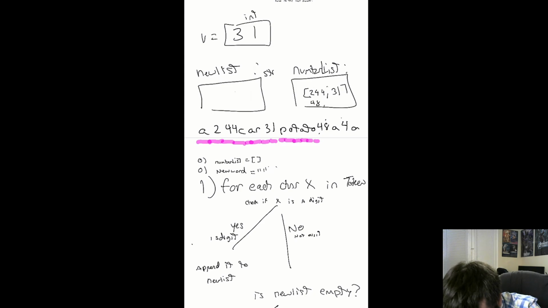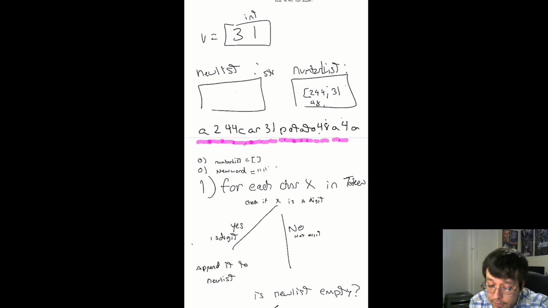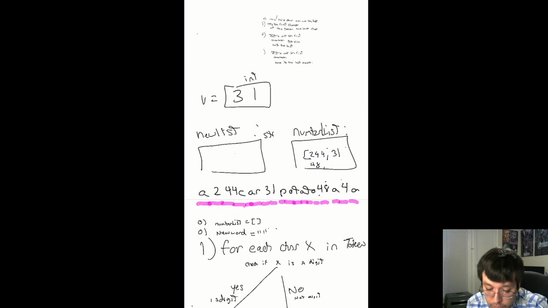And so on. When you get to the 4 here, 4 is a digit. Yes, it will be added to new list. Then you'll see the A. New list is not empty, so you add the 4 to the B, and then it'll be appended. And finally, after that A, you'll be done. And so now number list contains a list of numbers which you can then do the average of.